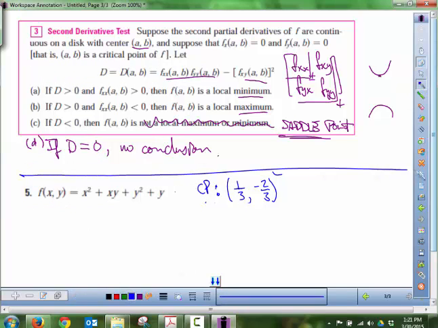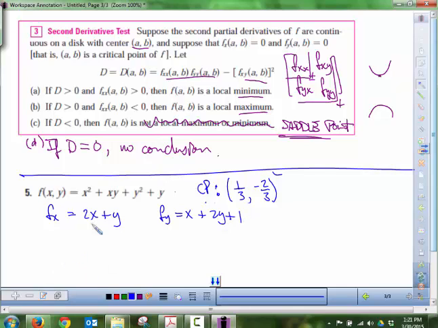So as our first example, let's say we're looking at this function and we have this critical point. Now we need our derivatives too. Let's just redo our derivatives. So we'll do our fx. This is 2x plus y. Our fy is x plus 2y plus 1.